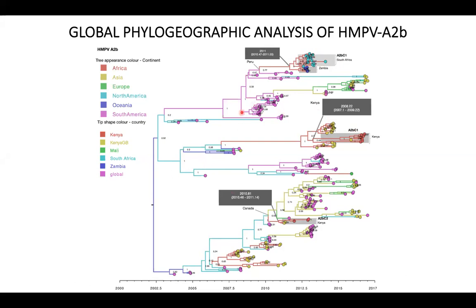And what you realize is that most of the basal branches are from sequences from other regions. This suggests ancestral strains may reside in regions outside Africa or in unsampled locations. So we did the same analysis for RSV just to compare the patterns.